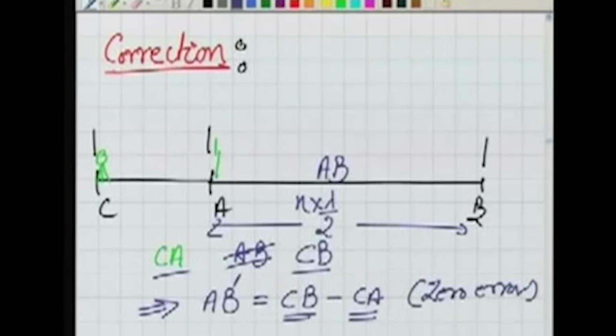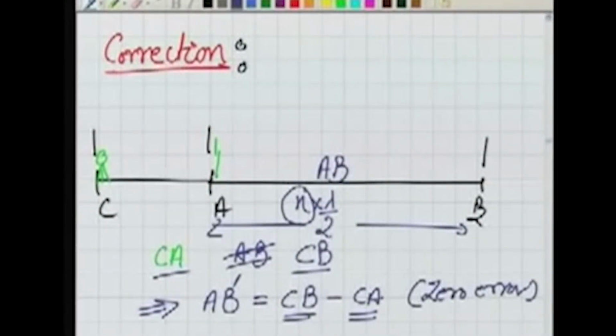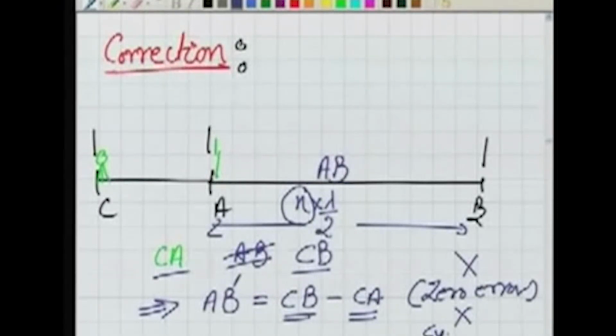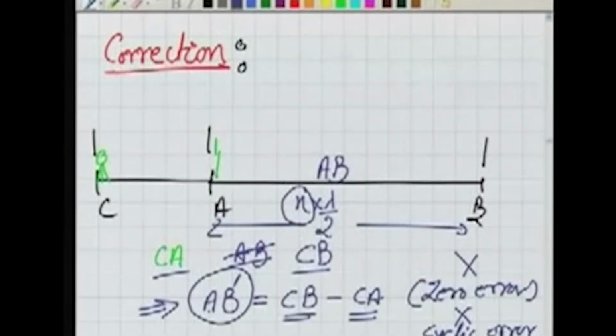Now why are we doing it? Because we know the cyclic error varies within lambda by 2. So if you are taking multiples of lambda by 2, or the integer multiples, the effect of the cyclic error will be minimized. So when we are carrying out the measurements, the effect of the cyclic error is also minimized. So there is no zero error, no cyclic error when we are measuring this AB, when we are determining this AB. Well, the remaining error is what we call scale error.